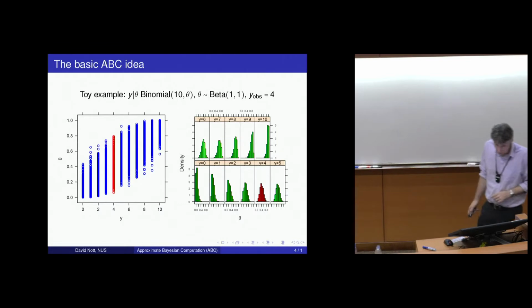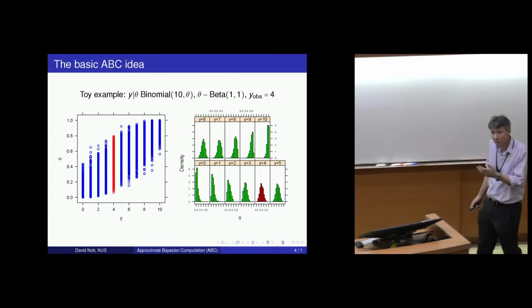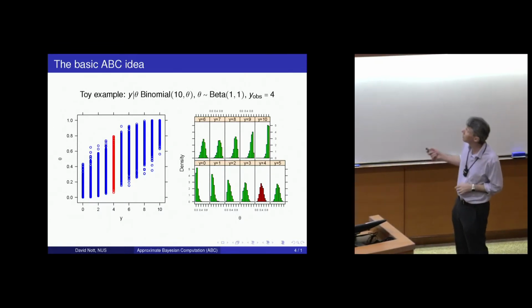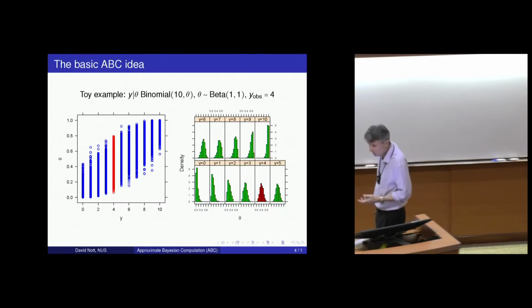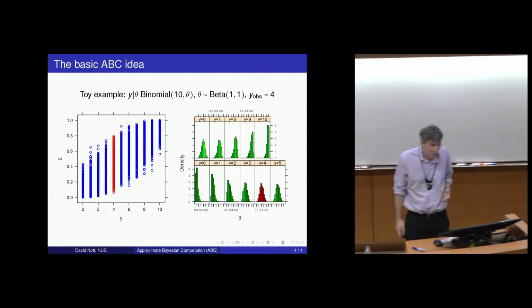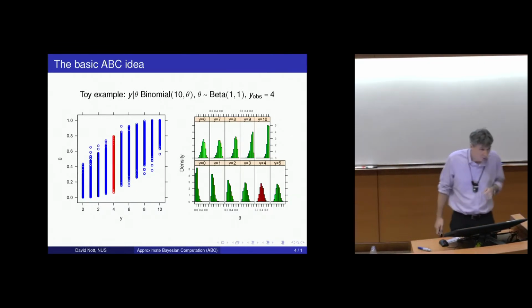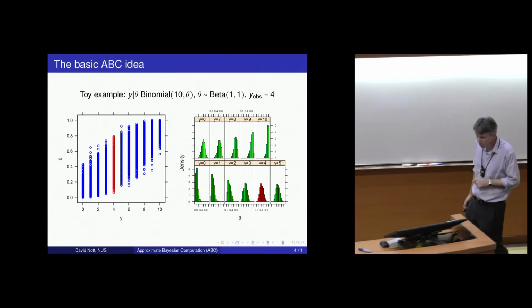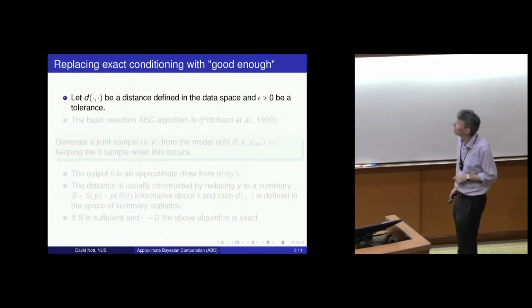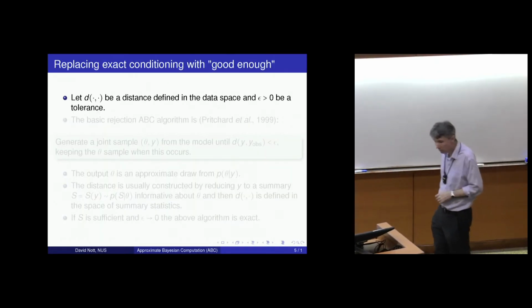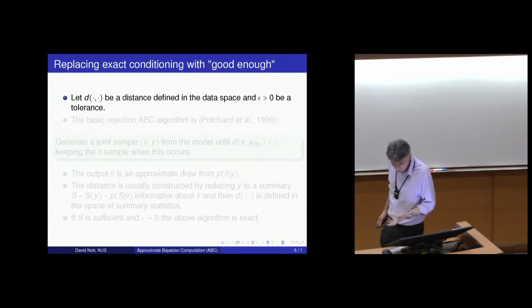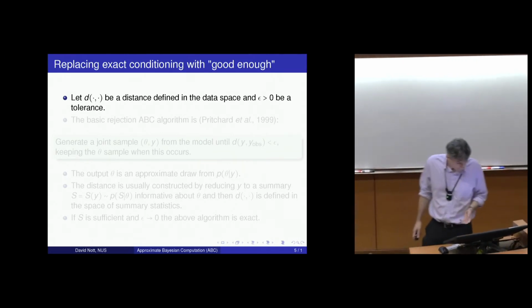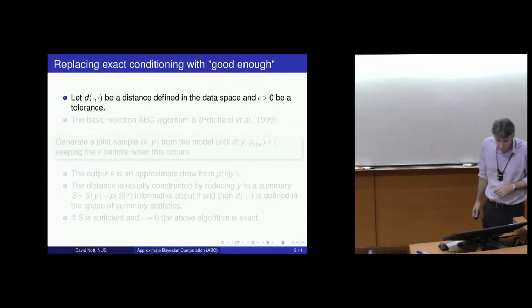Okay. So notice in this procedure, I didn't need to compute the likelihood anywhere. In this toy example, of course, I can compute this binomial likelihood, but all I did in generating that approximate posterior was generate samples from the prior and samples from the model. Okay? So likelihood-based inference and Bayesian inference is still possible, even if you can't compute the likelihood, if you can simulate from the model.